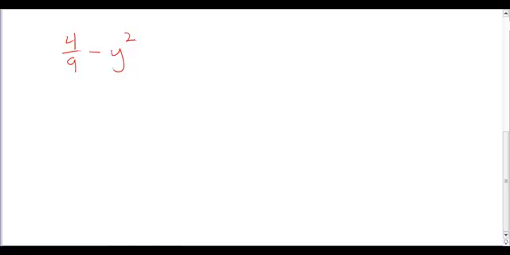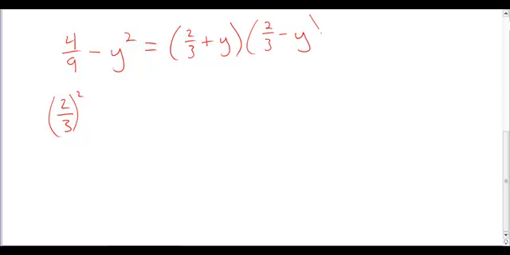All right, 4/9. Well, I know it's a fraction, but if we treat the fraction as two separate pieces, you can see very clearly what the square root is. That is a perfect square, because the square root of 4 is 2, and the square root of 9 is 3. So if you took 2/3 and squared it, you would get 4/9. So then this factors to 2/3 plus y times 2/3 minus y.